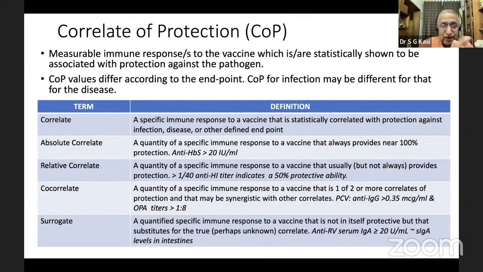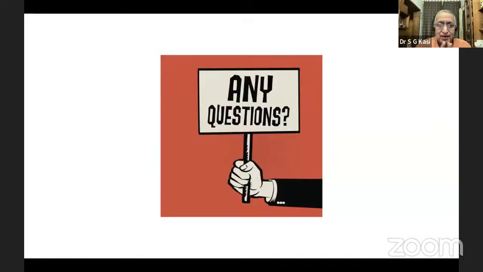So it's a surrogate. So friends, I think this sort of covers almost the entire concept of an introduction to vaccinology as is relevant for clinical practice. Well, if there are any further questions, I'll be very, very happy to answer whatever I can.